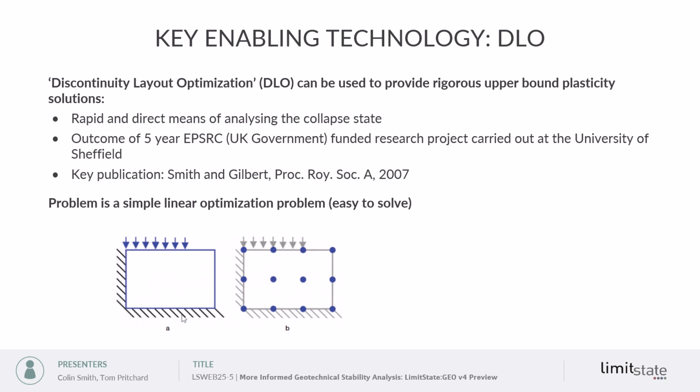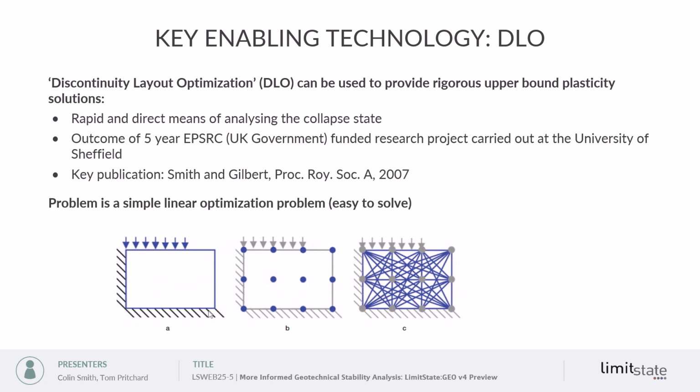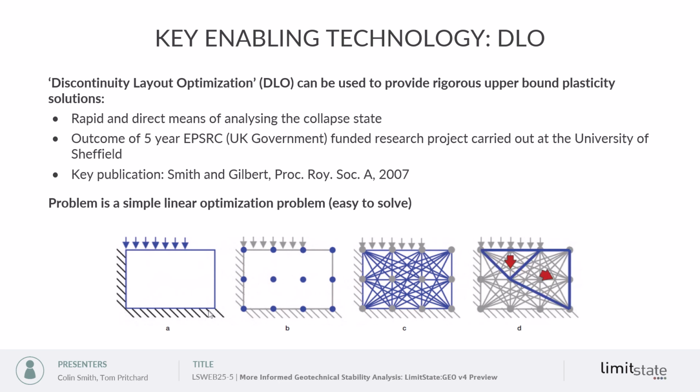We discretize this not by splitting up into elements, but through nodes. So here we've populated it with 4 by 3 nodes, or 12 nodes. And what we do is we essentially connect every node to every other node with a potential slip line. So here with 12 nodes, we've got 12 times 11 over 2, 66 possible slip lines. And then we feed that into an optimizer and it picks out the set of slip lines that give the critical collapse mechanism. In this case, 6 slip lines give the mechanism that generates the failure with the least energy dissipation.